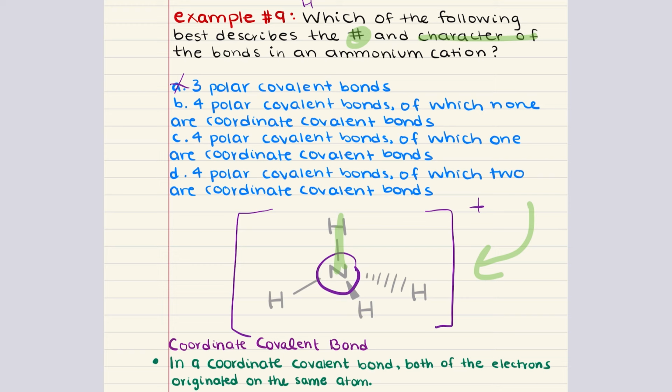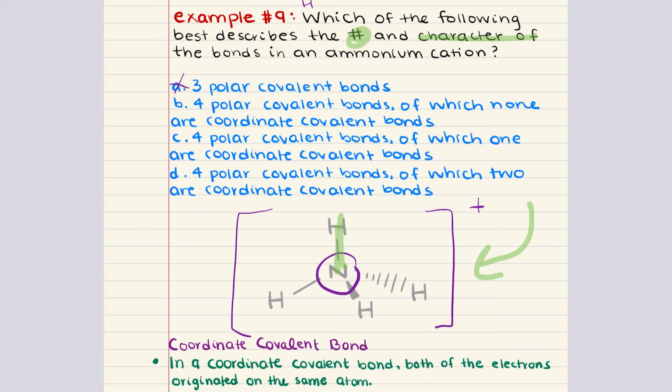B says four polar covalent bonds, of which none are coordinate covalent bonds. Now, this choice does correctly identify the number of bonds as four and that they're polar, but it incorrectly states that none are coordinate covalent bonds. That's not true. In the ammonium cation, one of the bonds is indeed a coordinate covalent bond.